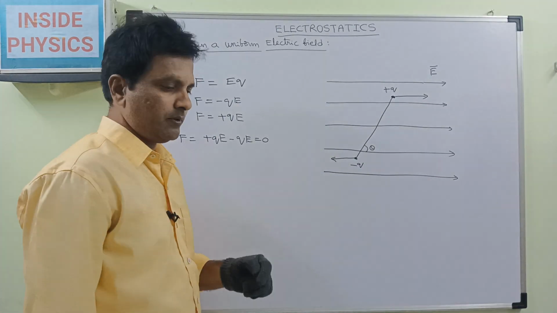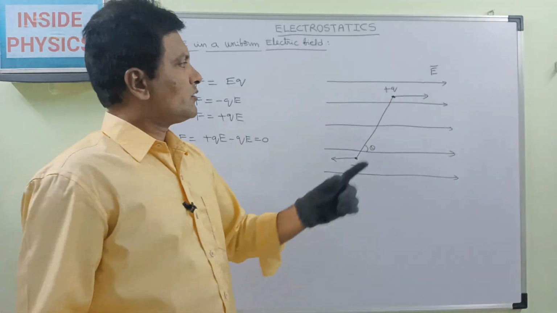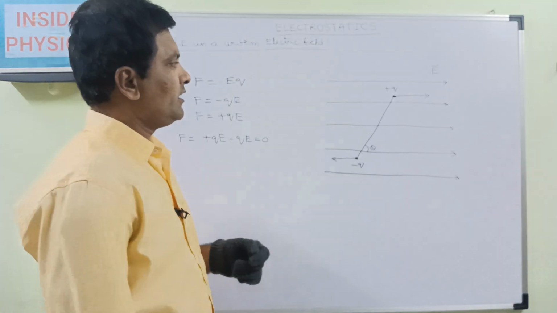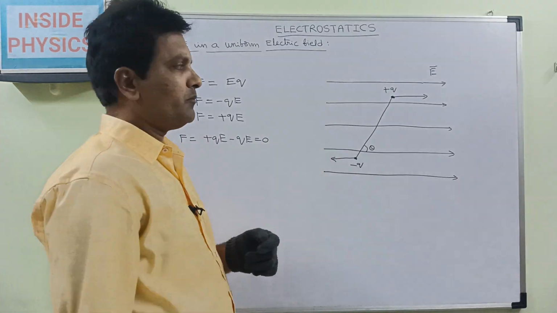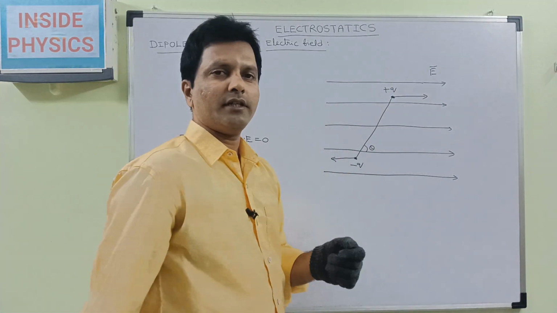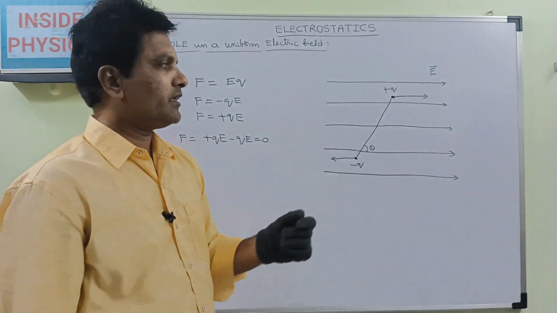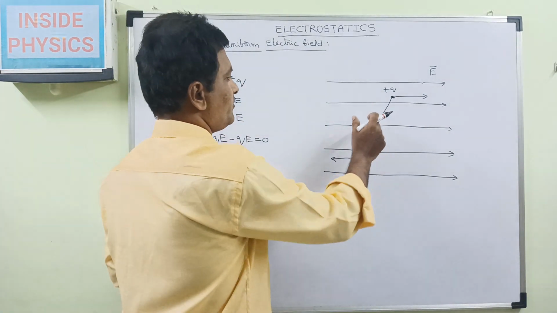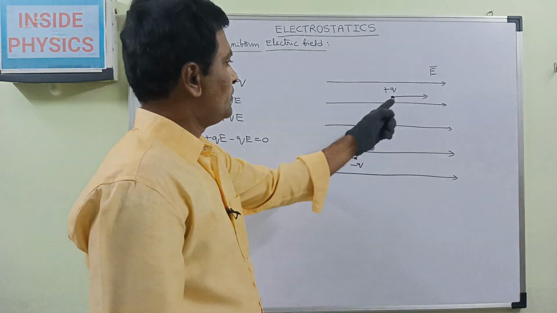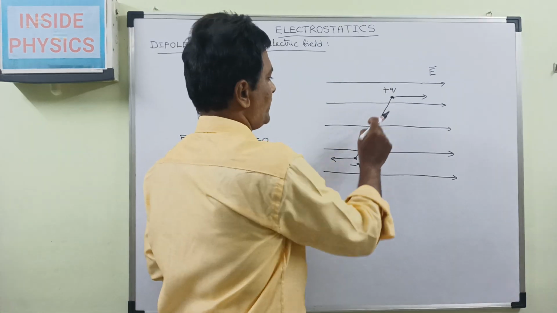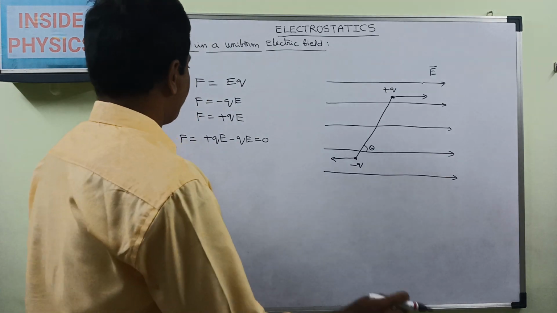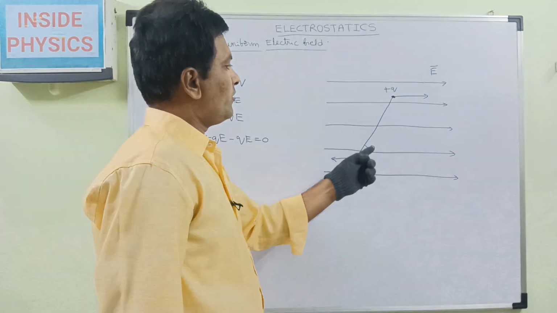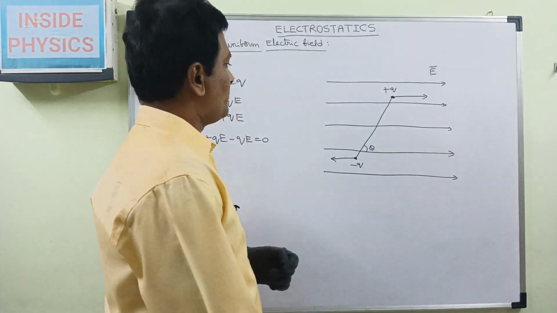Because equal and opposite forces are acting in opposite directions, the net force on this dipole is 0. But two forces acting at different points of the dipole means there will be a couple acting. A couple means a rotating force, also called a torque, will act on this dipole because these two forces act at different points of the dipole. Now we see what couple the dipole will experience.